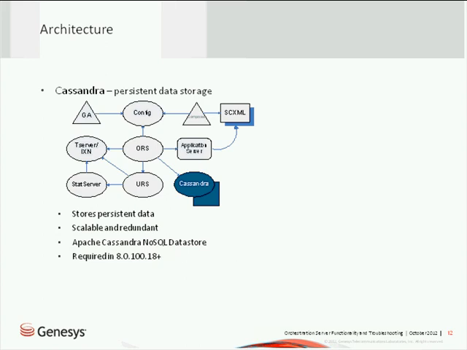Cassandra is also scalable and redundant, the same way ORS is. Cassandra is going to use Apache Cassandra NoSQL data store. So it actually doesn't connect to an Oracle SQL database. It uses, I guess, an internal one. And the most important thing, it's required in 8.0.118. So in earlier versions, you didn't actually need Cassandra to run ORS, but with any of the newer versions, you absolutely require it.